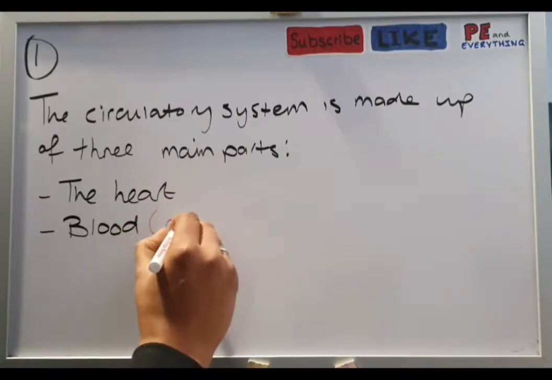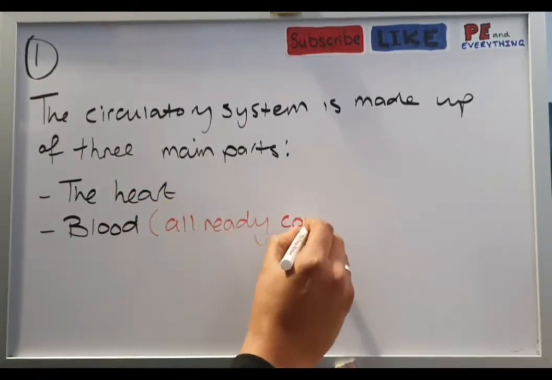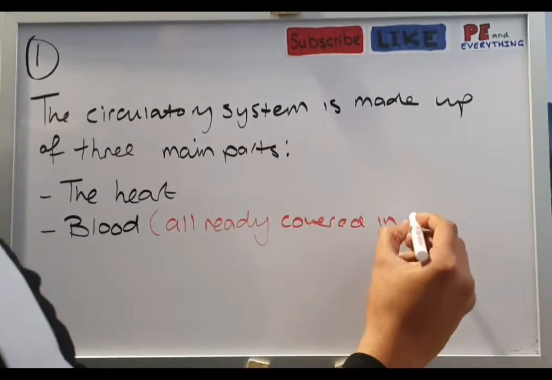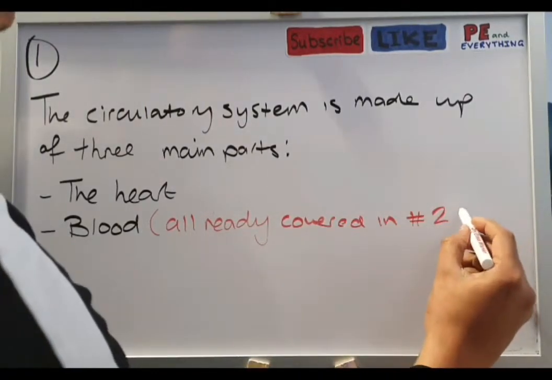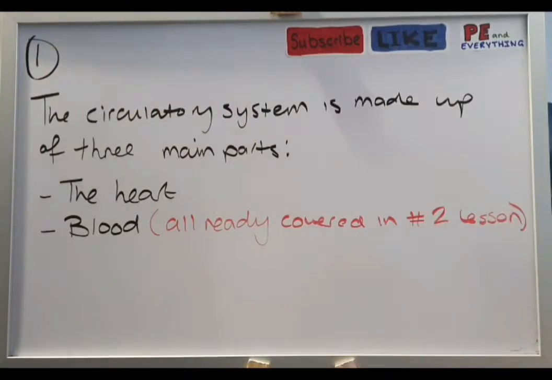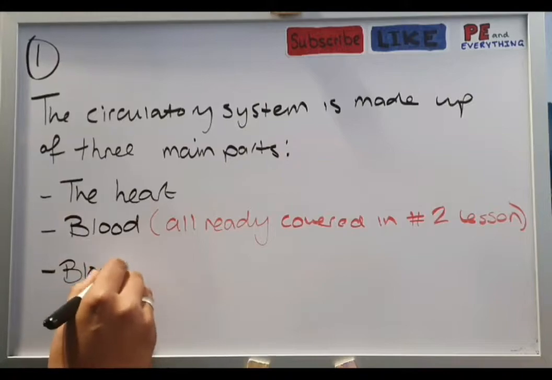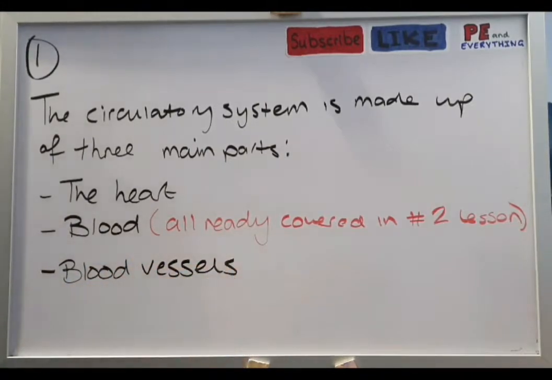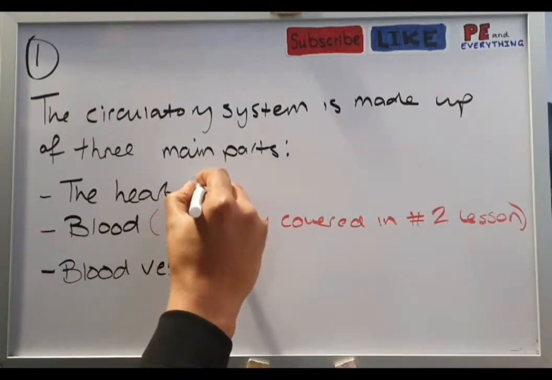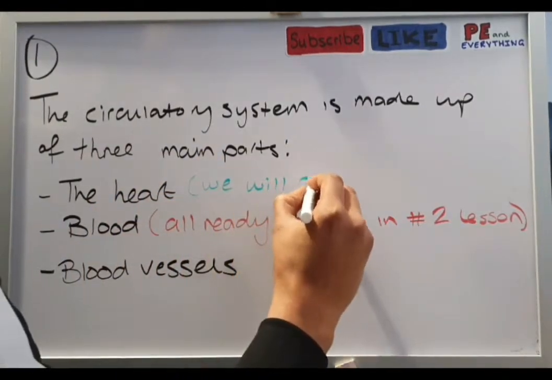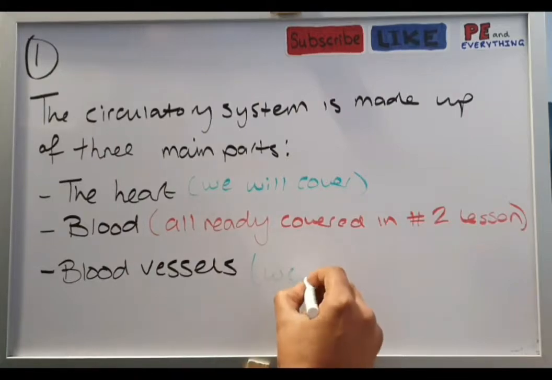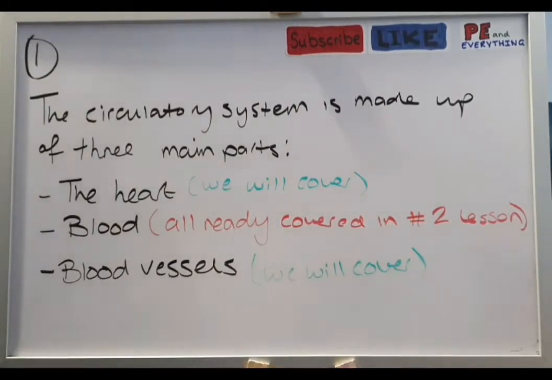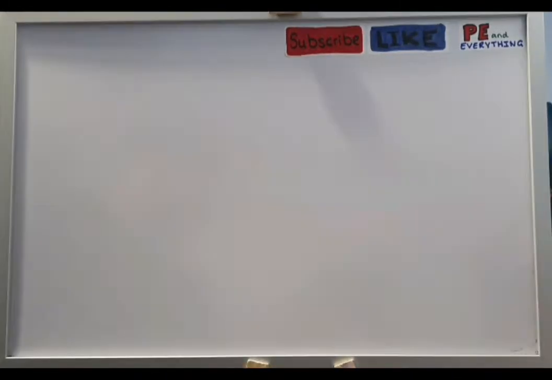Blood, which we've already covered in lesson number 2, I believe, which was about the cells, the plasma and the platelets. And then it's also made up of blood vessels, which we have already covered as well with my previous video, which I believe is lesson number 7. Okay? So if you haven't already checked that one out, the link will be down in the description below to check that one out.